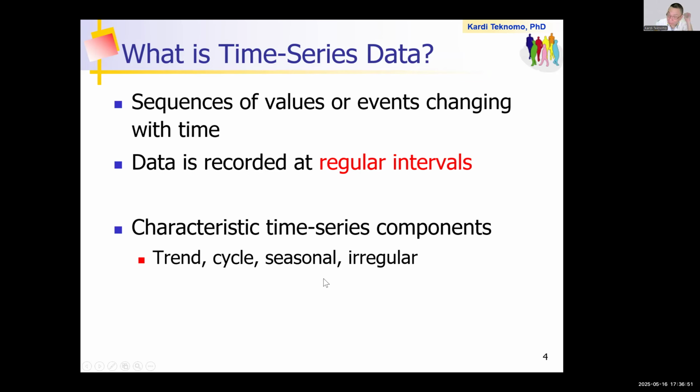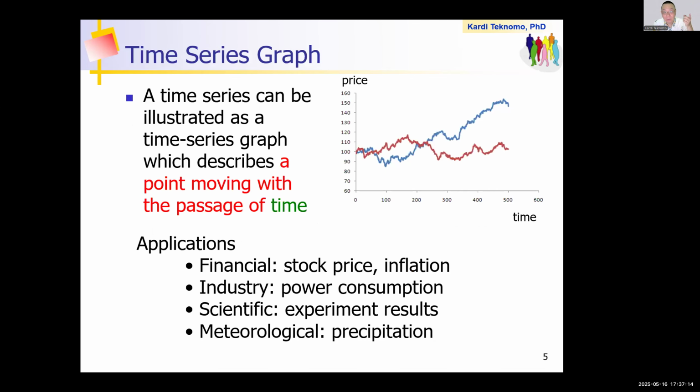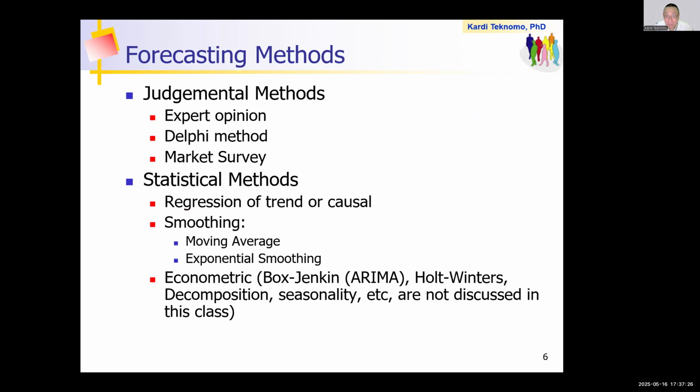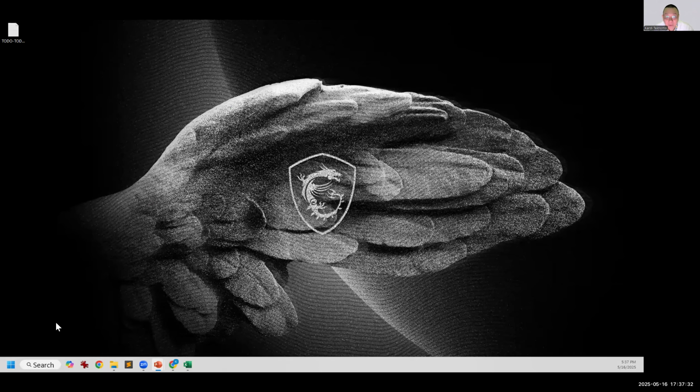Seasonal means small cycles. The cycle itself is a big cycle. Then you add all of this or you multiply all of this into one. And then there are certain random values, which we call irregular. But the data is recorded at regular intervals. So the applications are many. Let's start with a simple way. Let's do this in Excel.